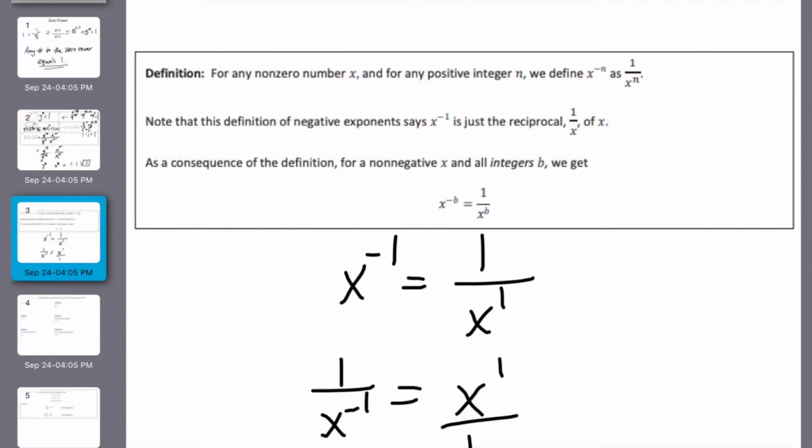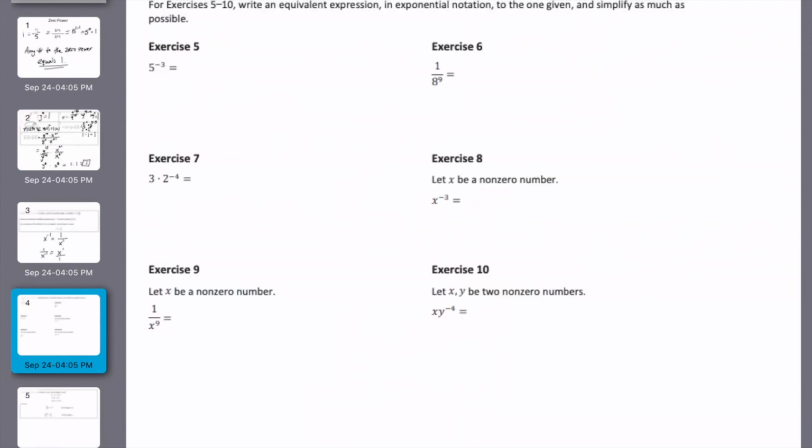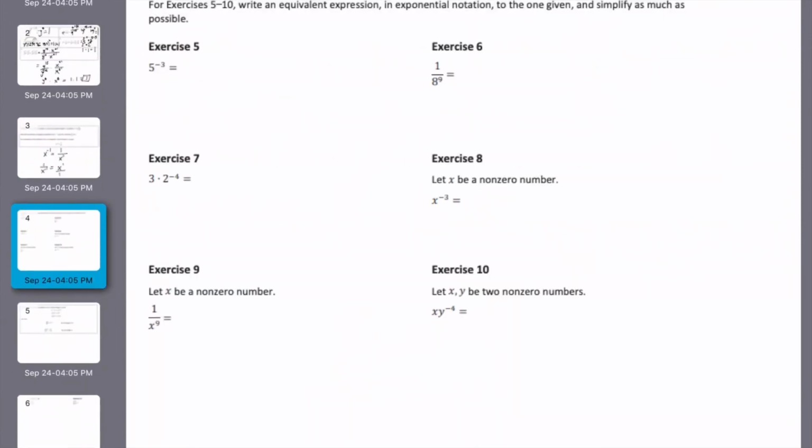So let's do a couple of example problems. So we're going to end up rewriting these, and we will go from there. So 5 to the negative third is the same thing as 1 over 5 to the third. 3 times 2 to the negative fourth. Well, this is like 3 times 1 over 2 to the fourth, which just equals 3 over 2 to the fourth.